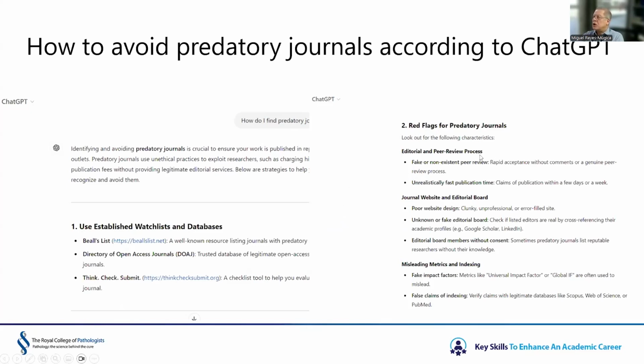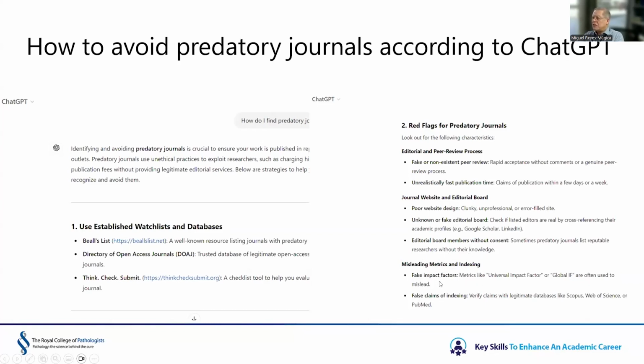Red flags of predatory journals: the editorial and peer review process is an important thing. So if you don't recognize people in the editorial board, be suspicious. And then some unrealistic fast publication time. If they promise to publish your paper in 2 weeks, well, that is already a bad sign. Look at the editorial board, see if there are poor website designs, and unknown or fake editorial boards are always a red flag. And editorial board members without consent. Sometimes I have discovered my name in editorial boards that I have never heard of. And this happens to everybody that is working in academia more and more now.